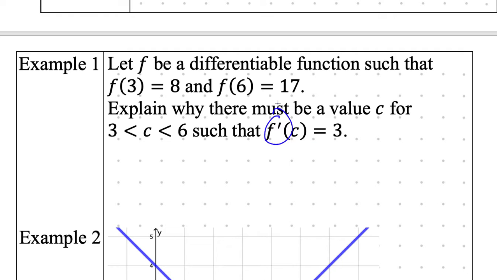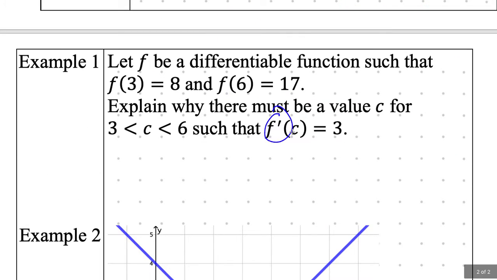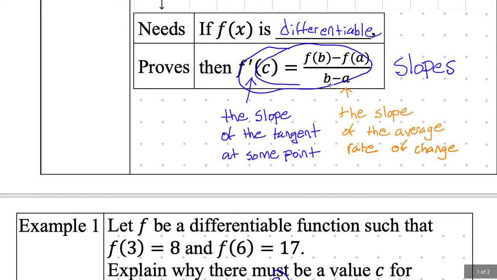Because we're talking about F prime of C, we're dealing with MVT. Write the definition of MVT while filling in things. Unless you can't fill in things, in which case just copy down this formula right here. See if you can remember what it's saying. F prime of C is equal to F of B minus F of A all over B minus A. The tangent is equal to the average rate of change. You should know each of those. Try to do it from memory. If you need to look up the board, that's fine.